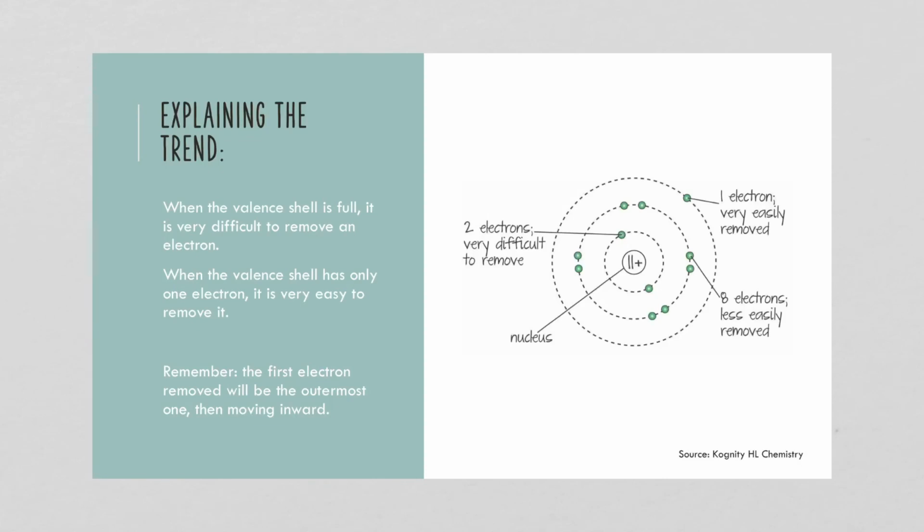So now we'll take some time to explain the trend. When the valence shell is full, it's very difficult to remove an electron, but when the valence shell only has 1 electron, it's very easy to remove it. So this is sodium again, there's only 1 electron in the outermost shell, so it's very easily removed. And then in the next energy level, there's 8 electrons. They're less easily removed, but then the ones that are closest to the nucleus, they're very difficult to remove. So easy, harder, so there's a jump, and then really hard, so there's another jump.